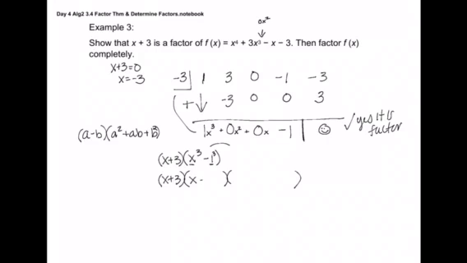So I have x minus 1 times x squared plus 1x plus 1. And you just factored this polynomial completely. So for higher order polynomials, we can check factors using synthetic division to decrease our polynomial and then factor completely.